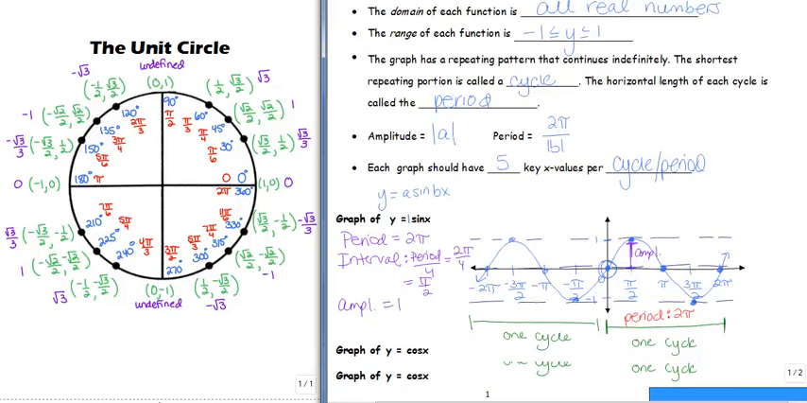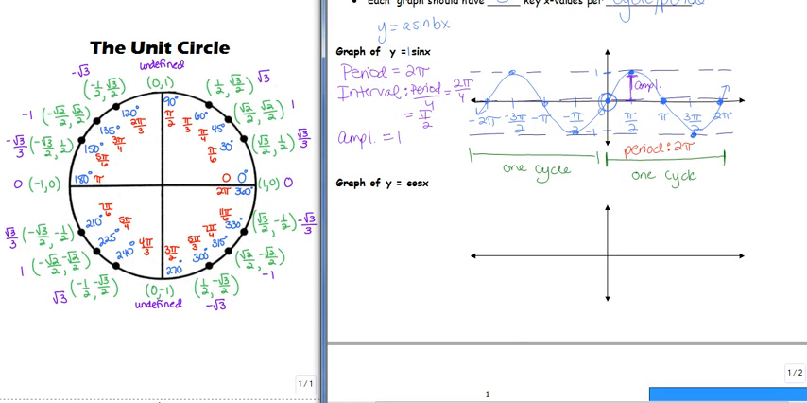Okay, so now let's look at the cosine graph. We still don't have any A or B values, so our period is still going to go to 2 pi. We cut that in half, cut that in half. Our interval is going to be pi over 2. We haven't made any changes. We just want to look at the cosine instead of the sine. So again, we already said that our period was 2 pi, our interval was pi over 2, and our amplitude is 1.